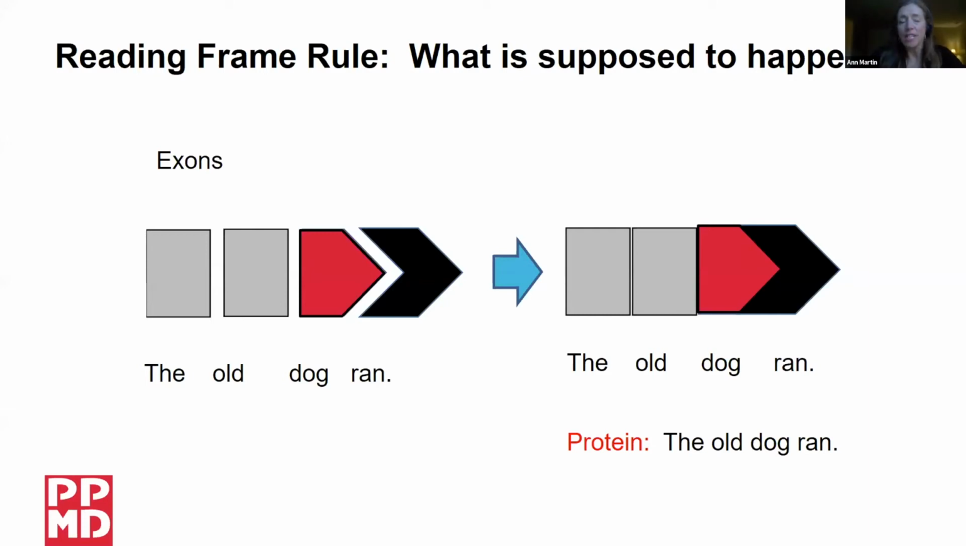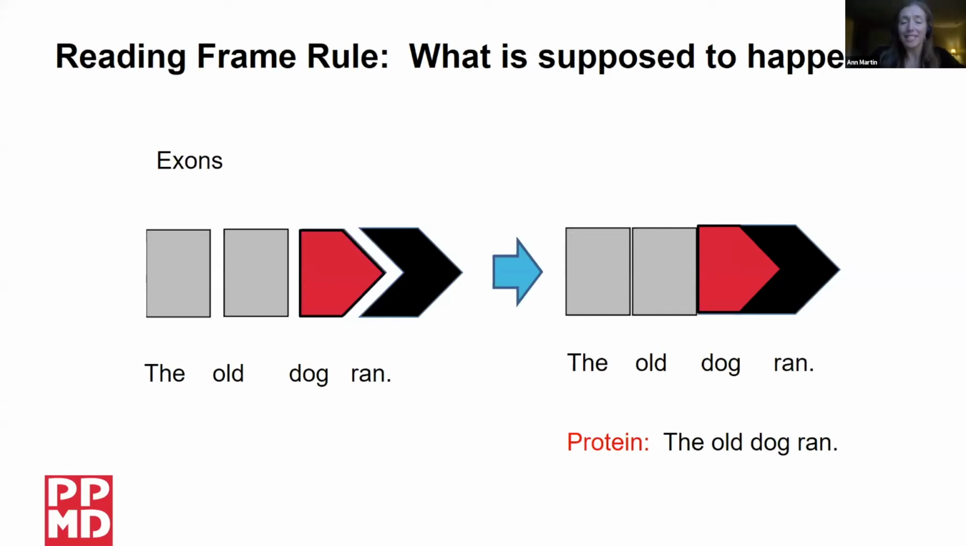Okay, so I wanted to include a few slides to go over the reading frame rule because deletions are the most common type of mutation. I'm sure some of you have seen on your report or you've heard your doctor say that your child's deletion is out of frame or in frame, and that can be confusing. So I'm just going to briefly go over the reading frame rule.